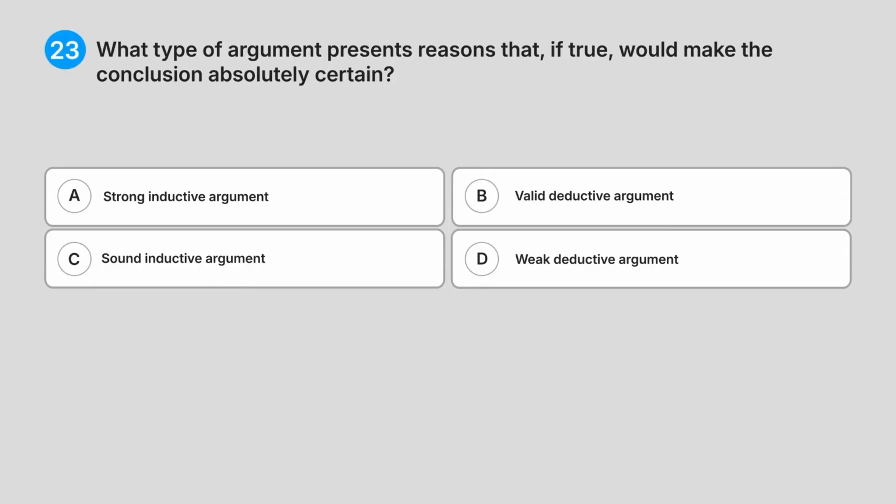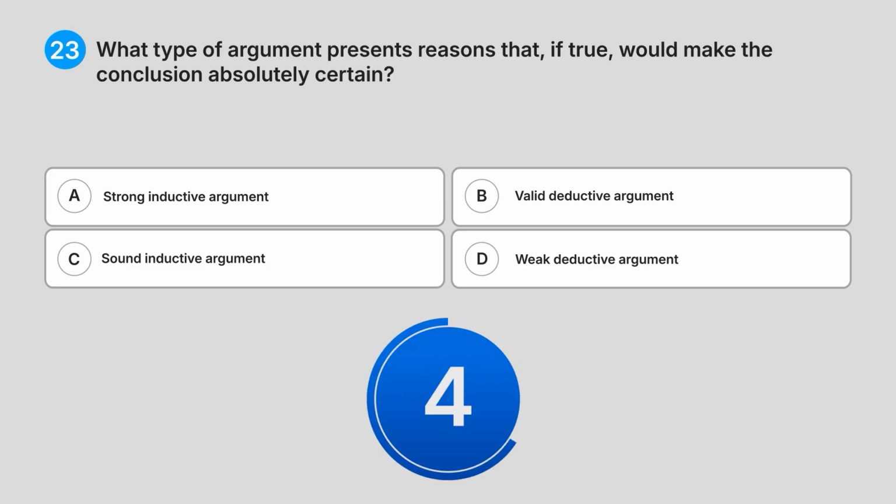(23) What type of argument presents reasons that, if true, would make the conclusion absolutely certain? A. Strong inductive argument. B. Valid deductive argument. C. Sound inductive argument. D. Weak deductive argument. What do you think is the answer?